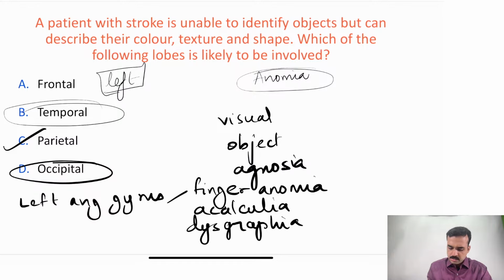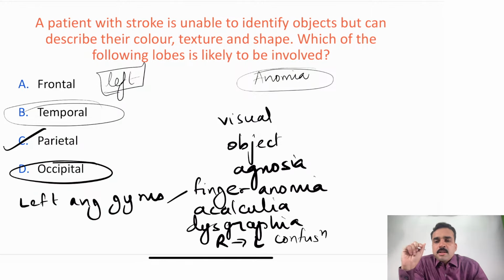What are all these four? Right-left confusion. When there's a dominant angular gyrus lesion, Gerstmann syndrome. Very good, that is a PYQ, a previous year's question. So finger anomia, the anomia component is not restricted to one particular place. It's very difficult to localize it.